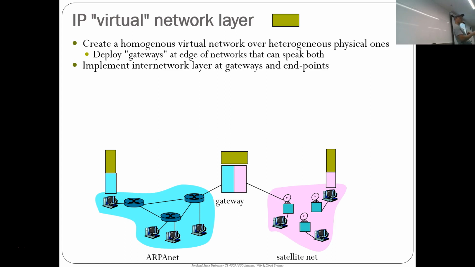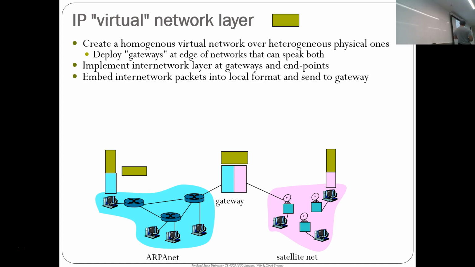So they're all speaking green. And then when you want to send a packet from this machine to that machine, this machine would send a green payload. This is the internetwork packet. And then what would happen is this machine would know, in order for me to get to this gateway, I would need to encapsulate this payload inside of this blue stuff.